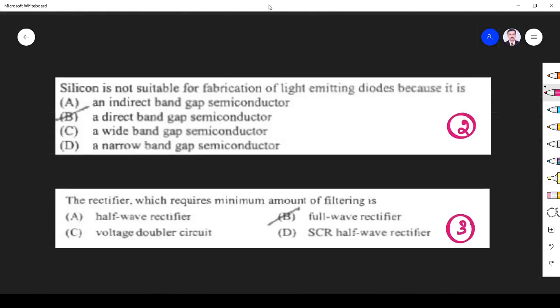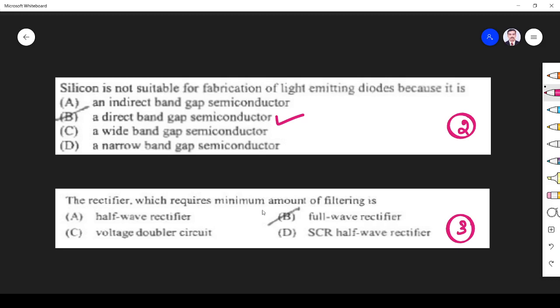Next question. Silicon is not suitable for fabrication of light emitting diodes because it is an indirect band gap semiconductor. For an LED we need a direct band gap, so that is gallium arsenide, indium phosphide and so on. So that is the answer.